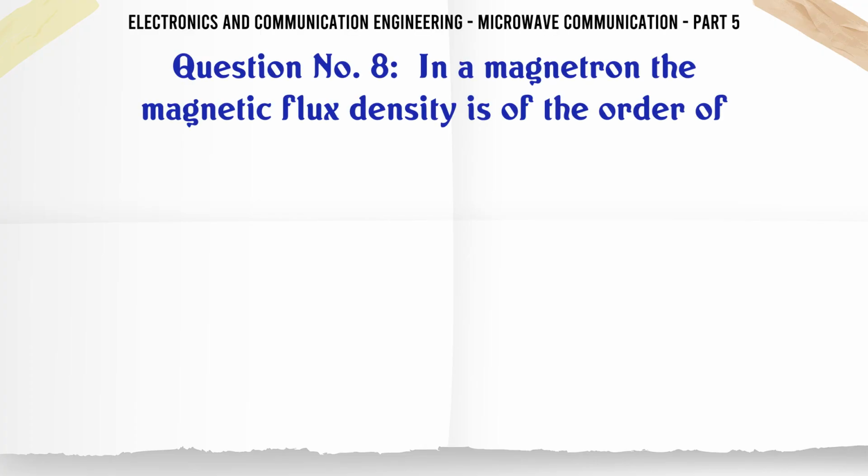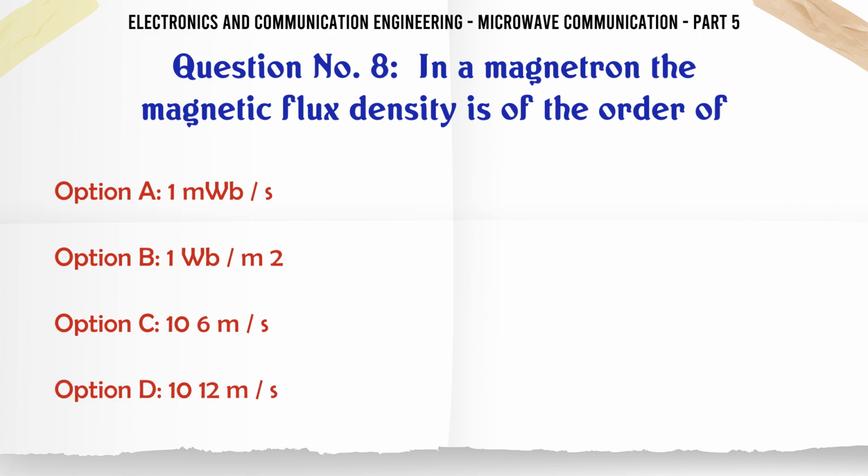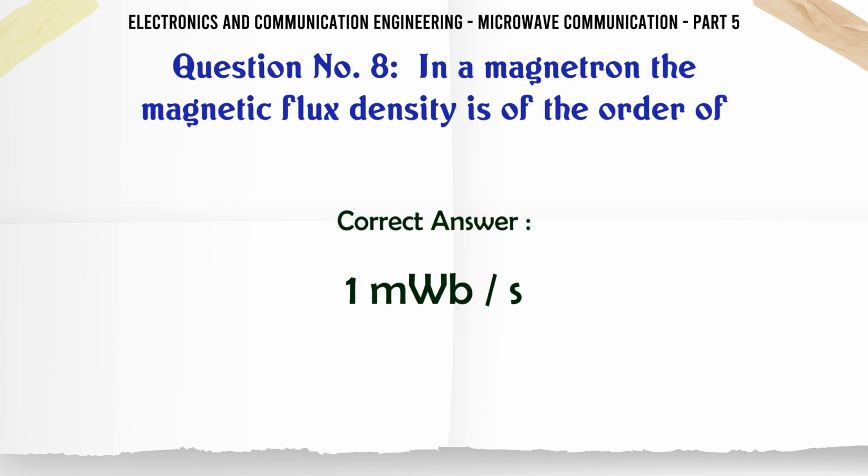In a magnetron, the magnetic flux density is of the order of A: 1 mWb/m², B: 1 Wb/m², C: 10^6 Wb/m², D: 10^12 Wb/m². The correct answer is 1 mWb/m².